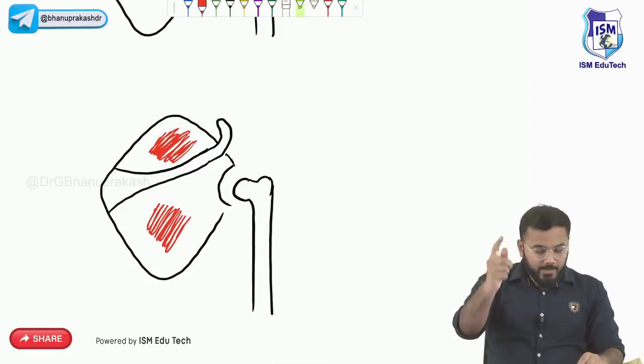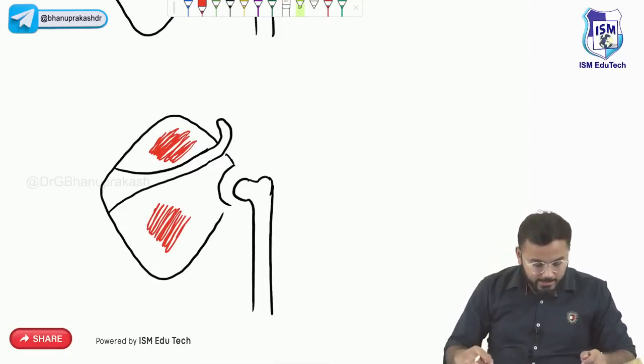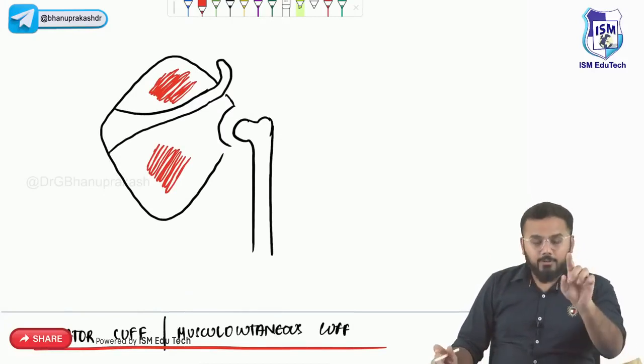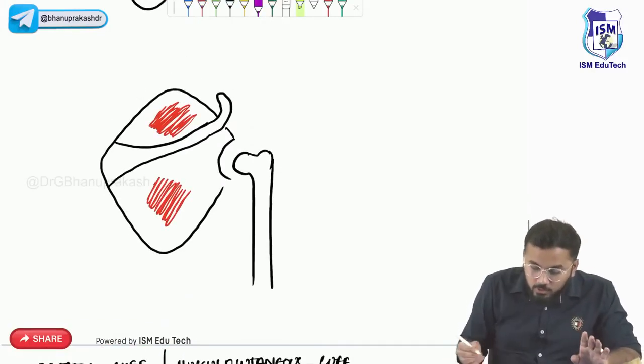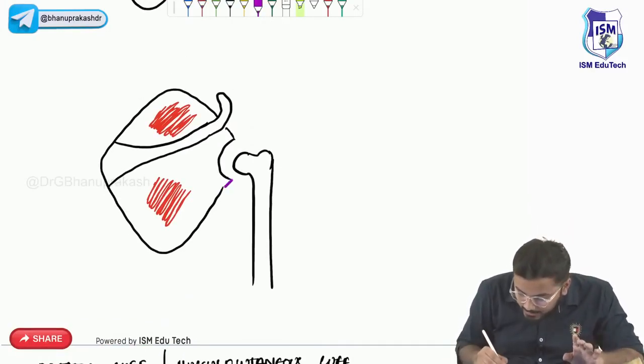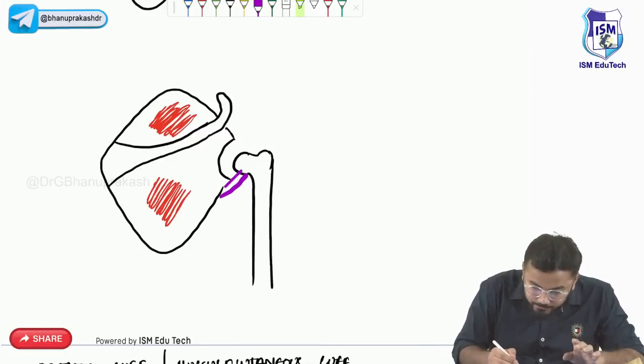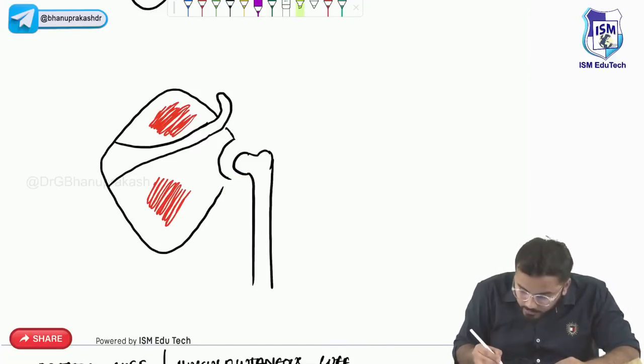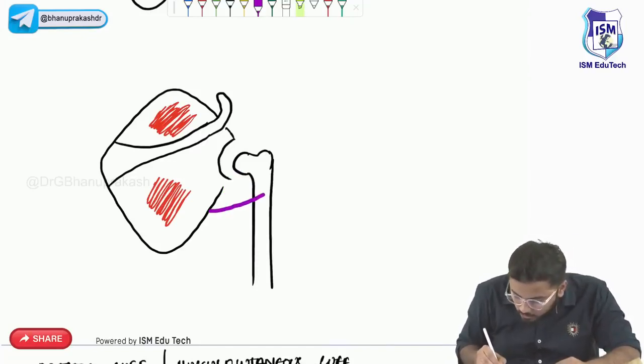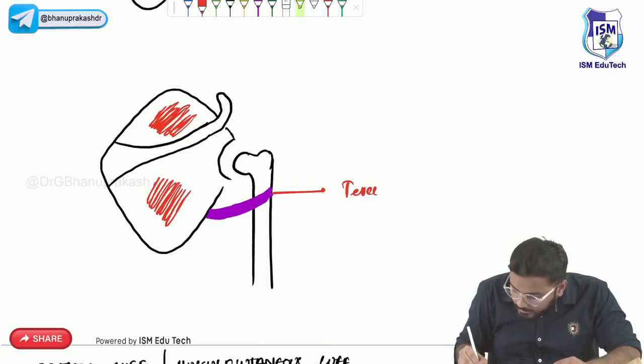So, medial lip or lateral lip? Obviously, it is attached to the medial lip. Very good, Siddhar. Excellent. Look here now. So, we have got a muscle that is attached like this. This is called teres minor. We even have a muscle that is attached onto the medial lip. This is called teres major.